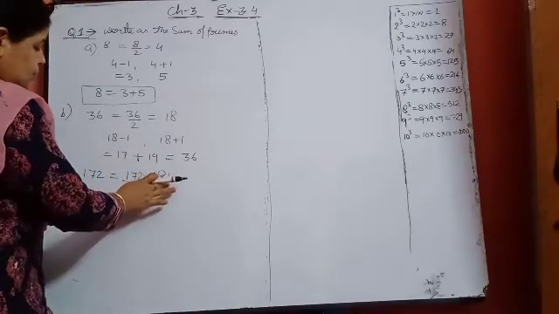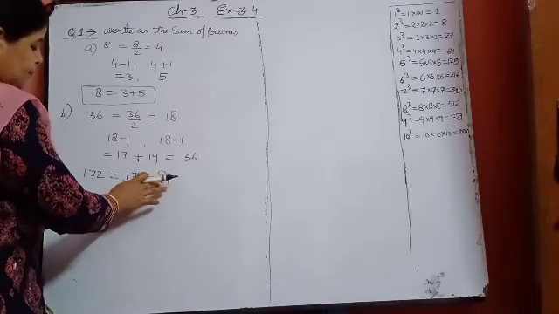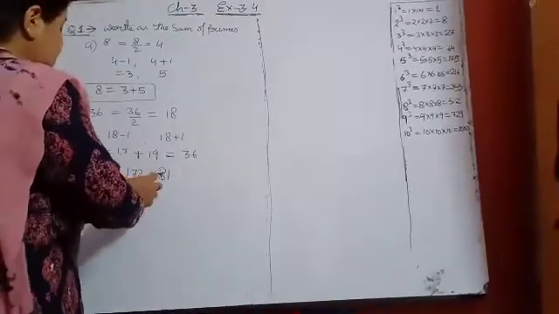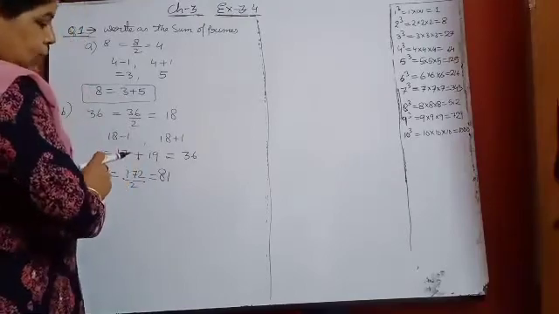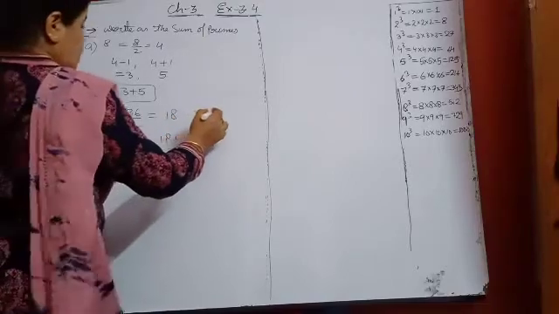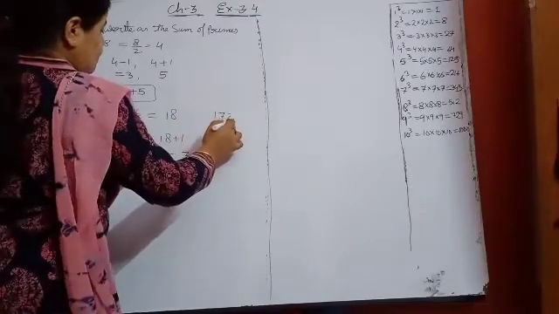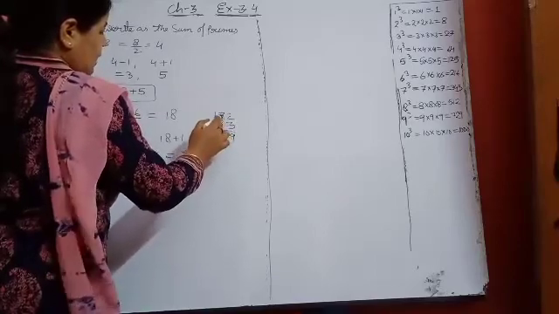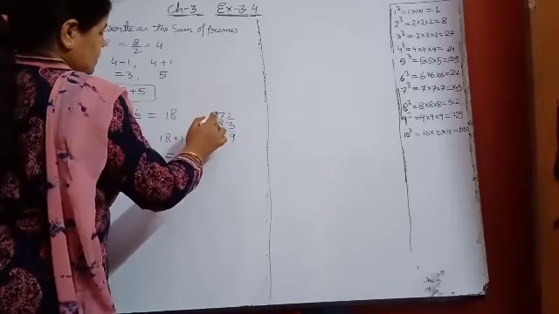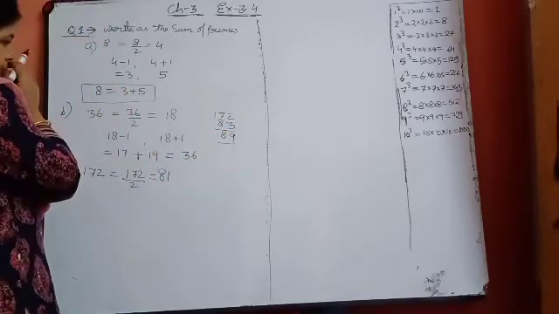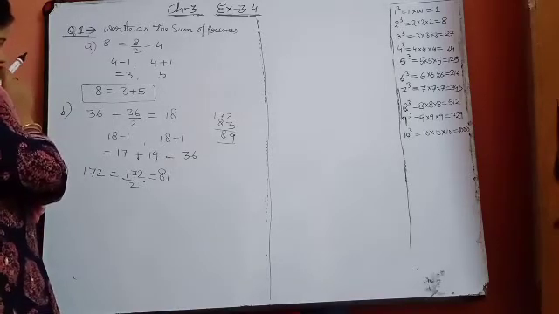What will you do then? You can see that 9 nines are 81, and in another table also 81 is coming. So what can we do? 82 is not a prime number. 83 is a prime number. If we subtract 172 minus 83, what will come? 89. So 89 is also not a prime number.